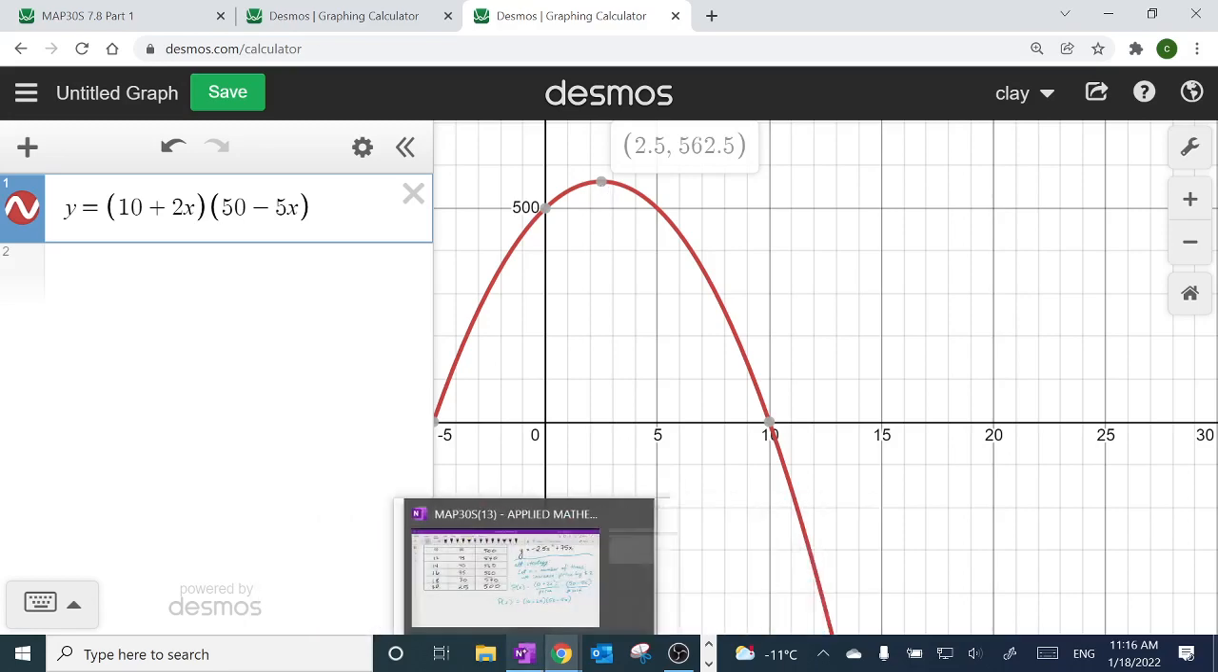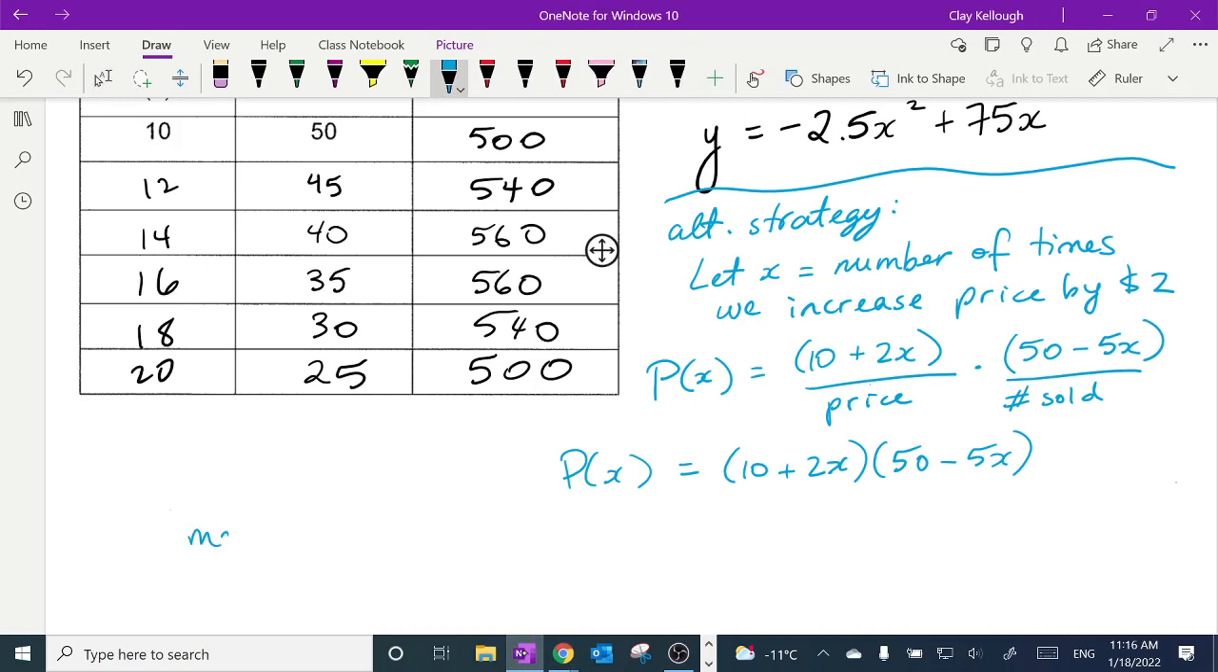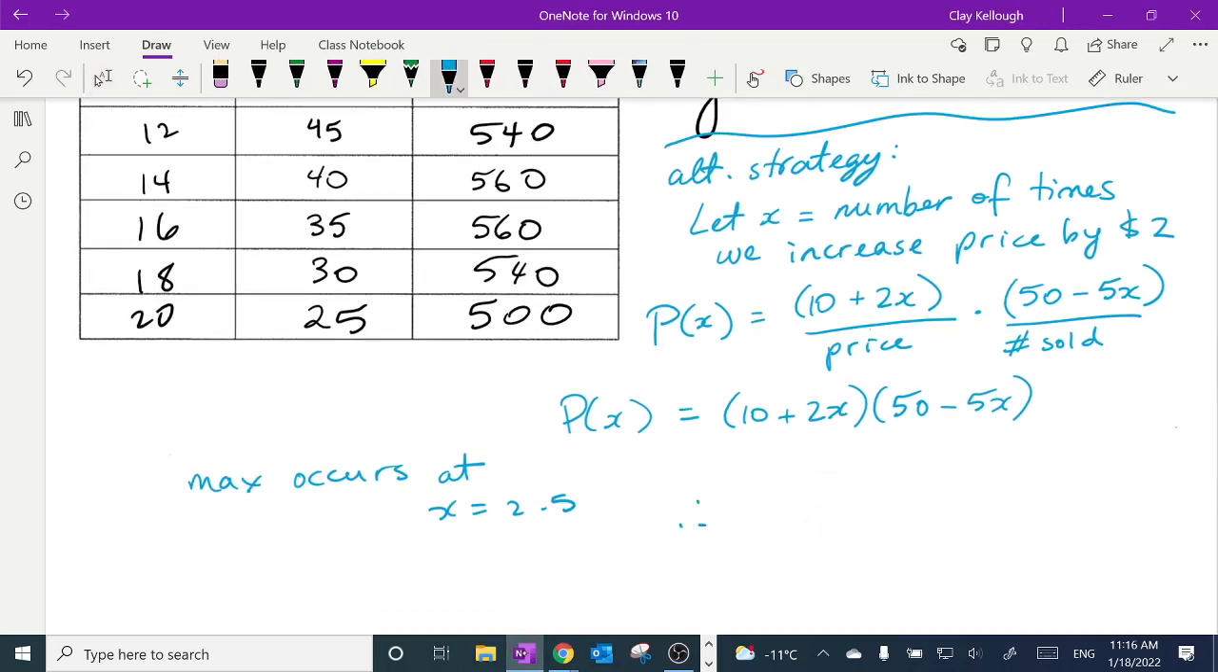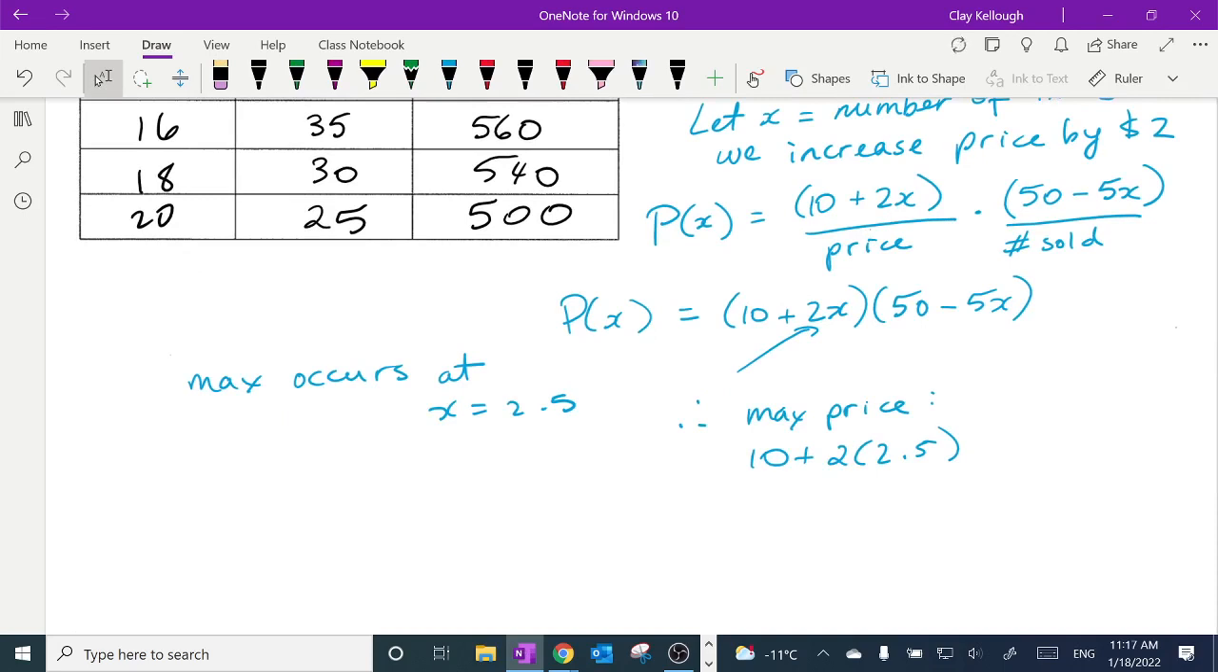So I'd go back now and go, okay, so the max occurs at x equals 2.5. So then I could say, therefore, my maximum price to maximize my profits is when this x is 2.5. So I don't know why I put that in a bracket. I don't need it to be a bracket. 10 plus 2 times 2.5. What's 2 2.5s, guys? 5. 2.5 plus 2.5 is 5, right? Sorry. That sounded more complicated than it was.